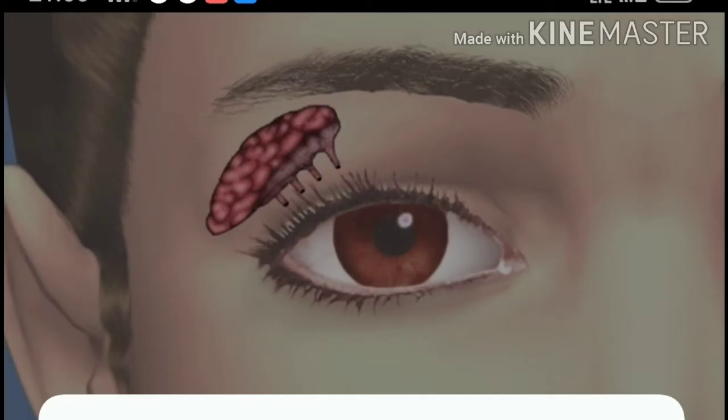The main lacrimal gland is essential for reflex tear secretion. That is, whenever corneal and conjunctival irritation will result in reflex secretion of tears. But the accessory lacrimal glands, they take care of basal secretion. That is, they are for the normal nutrition of the eyeball. This is called basal secretion, secreted by the accessory lacrimal gland.